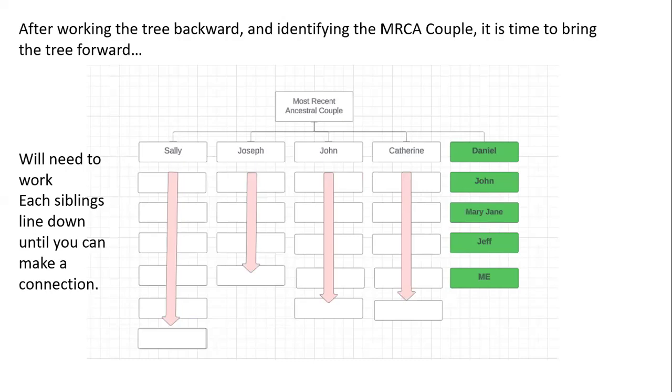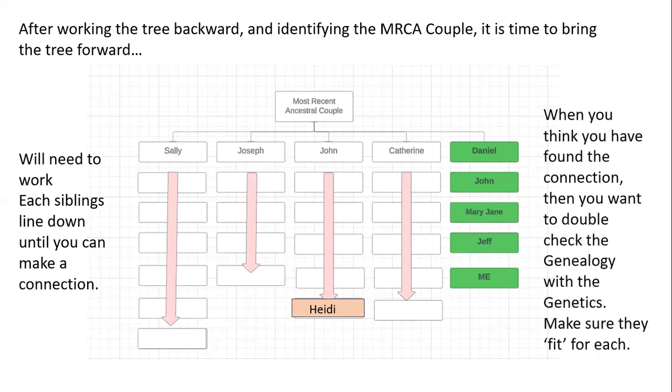Now that we've got a couple, then we want to bring it forward. Okay. And you want to bring it forward to the point where you can find a connection. So on this one, under John, we found a connection. And we can put her down there. That's where we think she belongs. Okay? Based on the siblings.